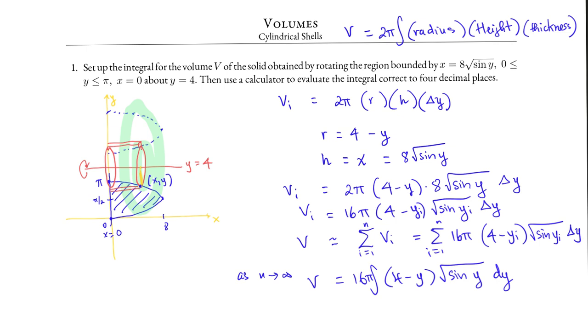The lower and upper limits of integration are obtained by looking at the limits where we added the shells. We added the shells from 0 to pi. So the lower limit of integration is 0 and the upper limit of integration is pi. If we were to do this on decimals, we would obtain approximately 292.59805, which we round to 4 decimal places, 292.5981.